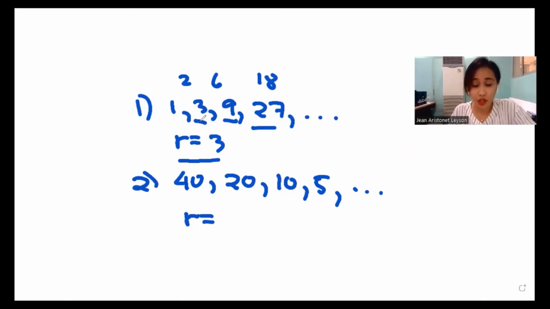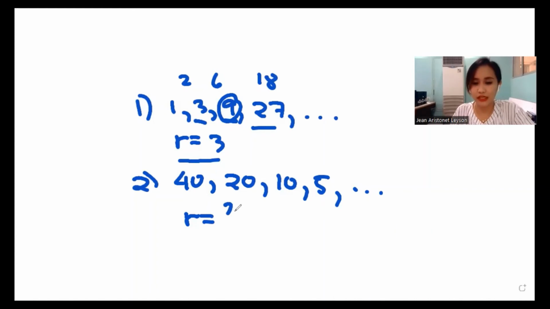For you to get the common ratio, in an arithmetic sequence, you can subtract the first two terms in order to get the common difference. For a geometric sequence, you can divide the succeeding terms. So 3 divided by 1, that's 3. 9 divided by 3, that's 3. 27 divided by 9, that's 3. So here, we can also divide.